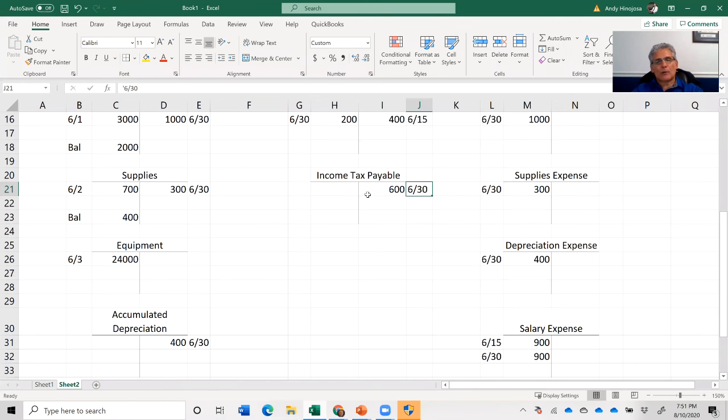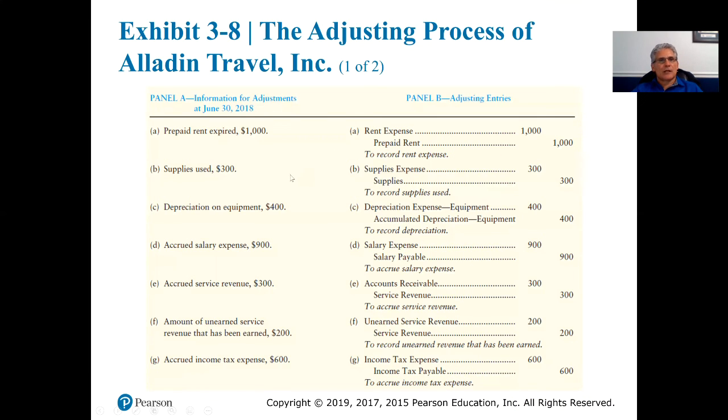These are the ledgers represented through the use of T accounts. Okay, so here are all the adjusting entries that we've just made. I think we got them all. 1, 2, 3, 4, 5, 6, 7. 7 adjustments. This was the information used to make the adjusting entries.